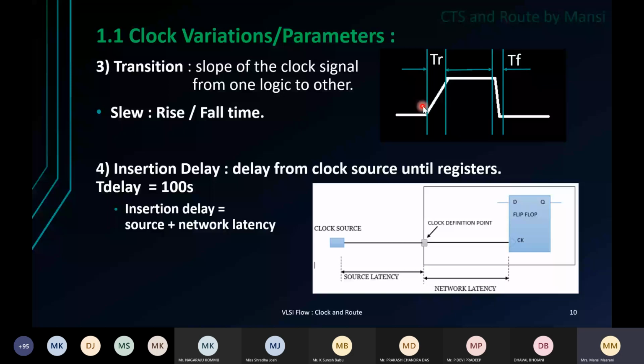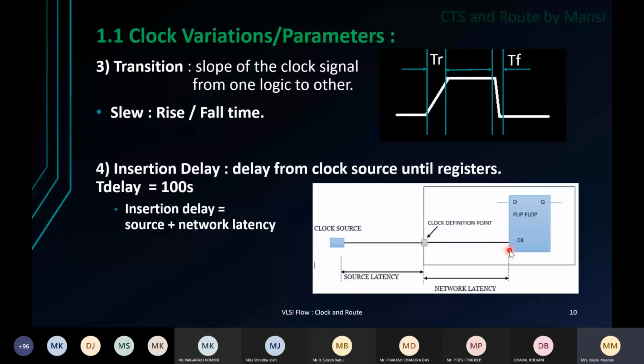Now the fourth clock parameter is insertion delay. So what is insertion delay? Delay from the clock source to the registers. So let's say my PLL is outside the block. This is the block and my PLL is outside. So once the clock starts generating over here, maybe after 10 picoseconds it reaches over here, maybe after 30 picoseconds it reaches over here. So this 40 ps is the total insertion delay.